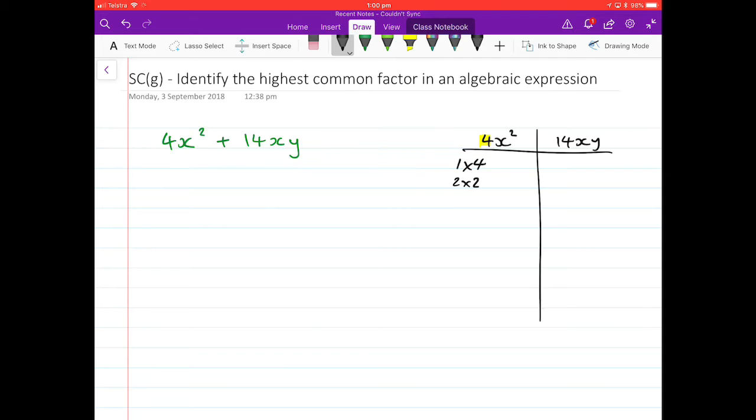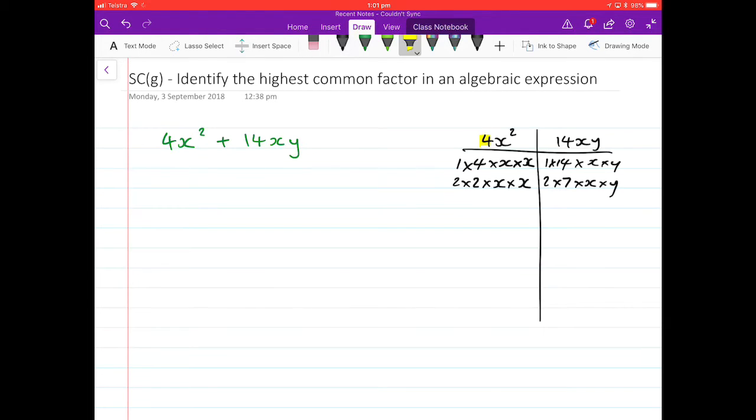Now, when we look at moving towards this part of our term, okay, we are just going to expand that as much as we can. So we're going to times it by x and by x again, by x and by x again. Now we're going to do the same thing for the other side, okay, and we've got 14. So I can go 1 times 14, and I can go 2 times 7. And then that last part, x and y, I'm going to expand as much as I can. And we get to something that looks like this.